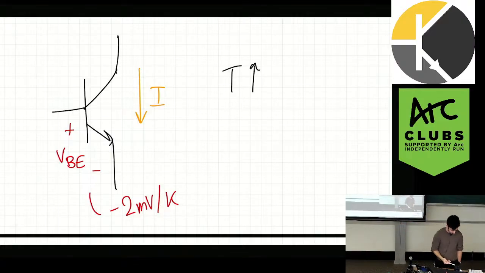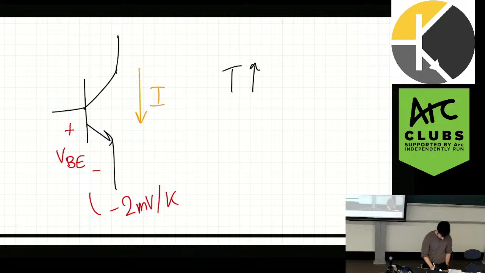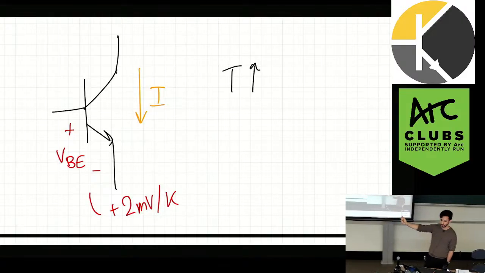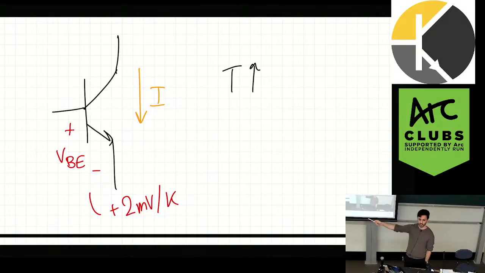Because you can imagine if this was positive, then that means an increase in temperature would increase VBE, which would increase what? Yeah, it increased current, which is not good, right? So there's a sort of inbuilt feedback mechanism in these transistors.